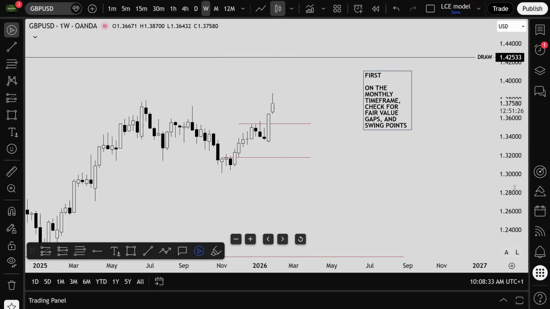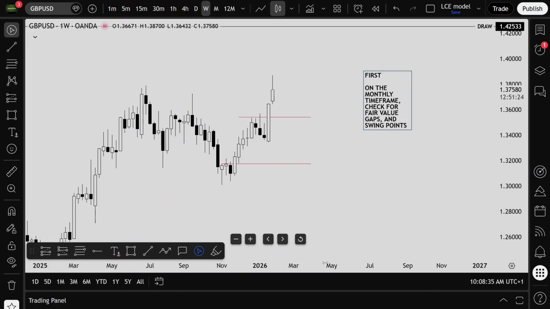What are you looking for? You are looking for signatures. You are looking for, does my weekly time frame have fair value gaps that I can follow? All right. Does my weekly time frame have swing points that it is sweeping? All right. Sweeping means price comes below a low, sweeps it and rejects.